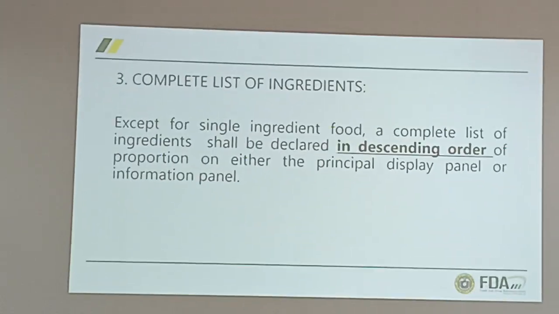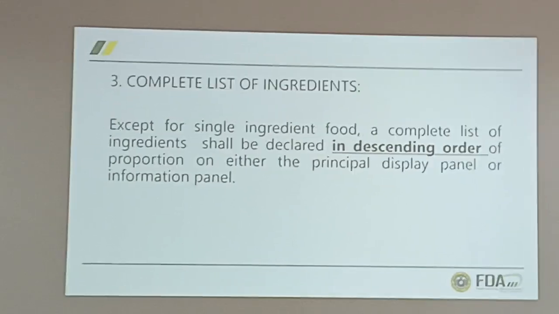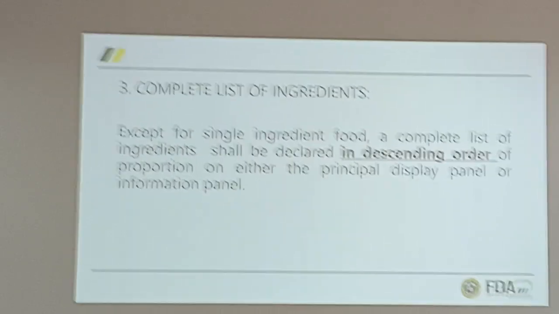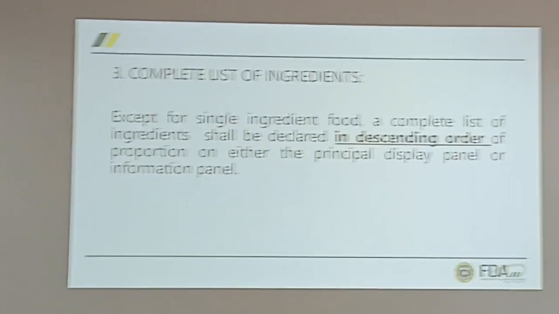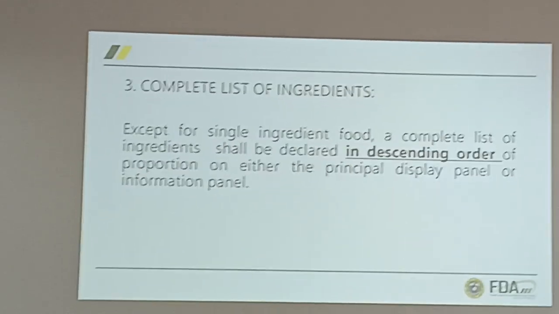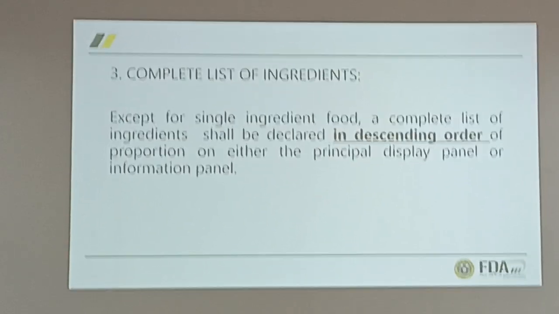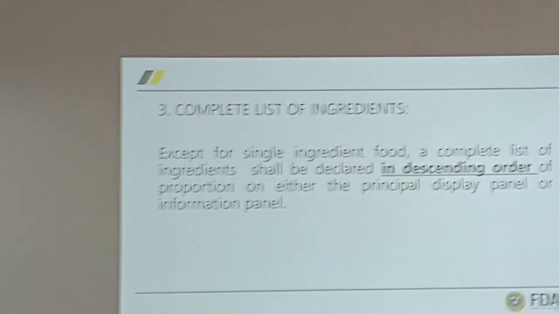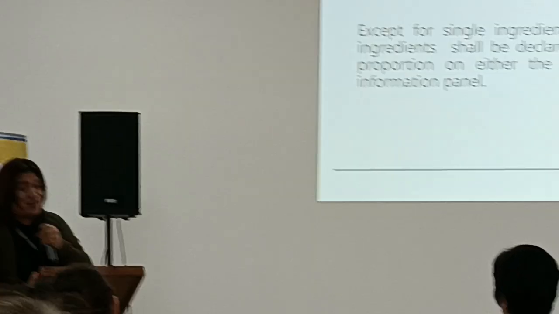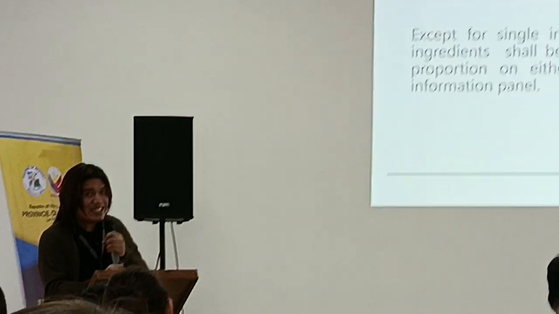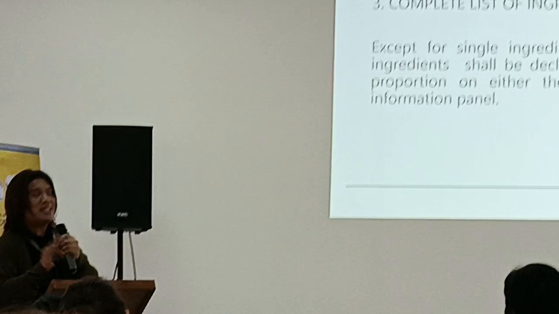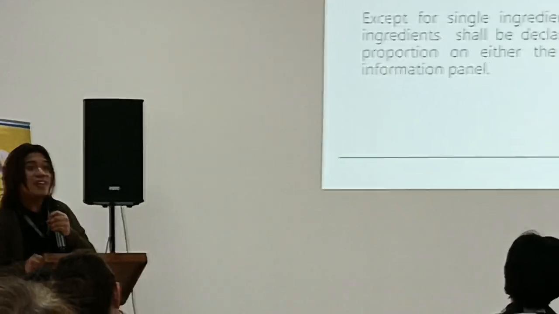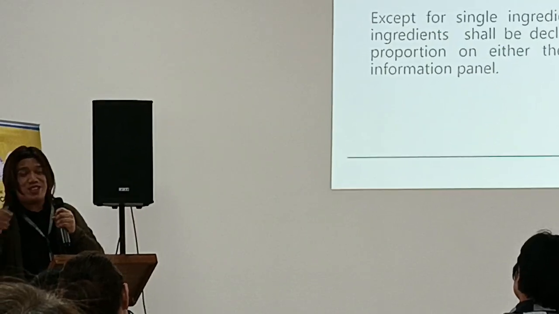Next is the complete list of ingredients. So here, makita one common mistake of the small processors is the declaration of ingredients. For example, turmeric, tapos sugar, for example, salt. Dapat you should specify if the sugar is washed, brown, refined. You should not be generic, specify it. For example, the oil, vegetable oil, dehydrated vegetable castor oil.